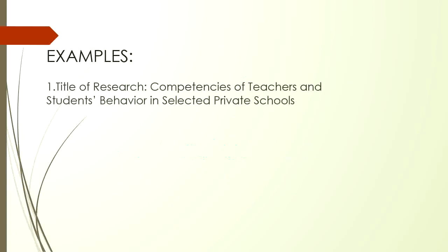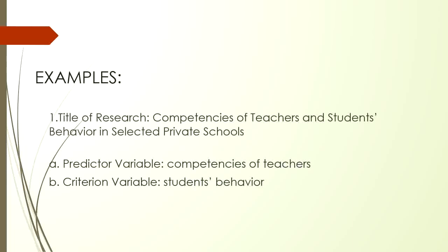Let us examine the following examples. Title of research: Competencies of teachers and students' behavior in selected private schools. Which do you think is the predictor variable? And which is the criterion? The predictor variable is the competencies of teachers, while the criterion variable is students' behavior.